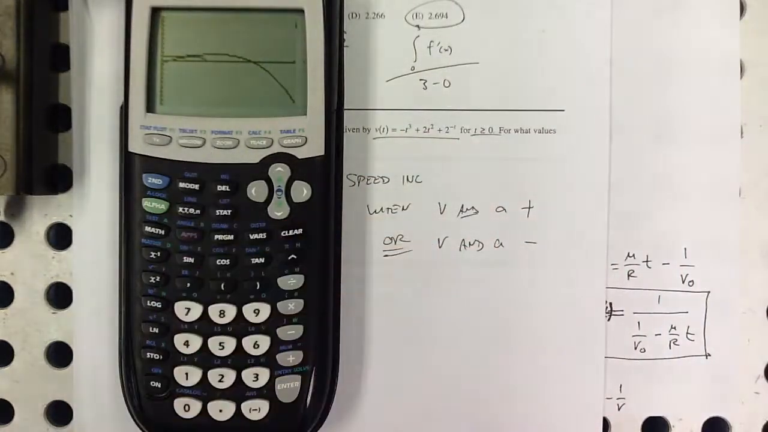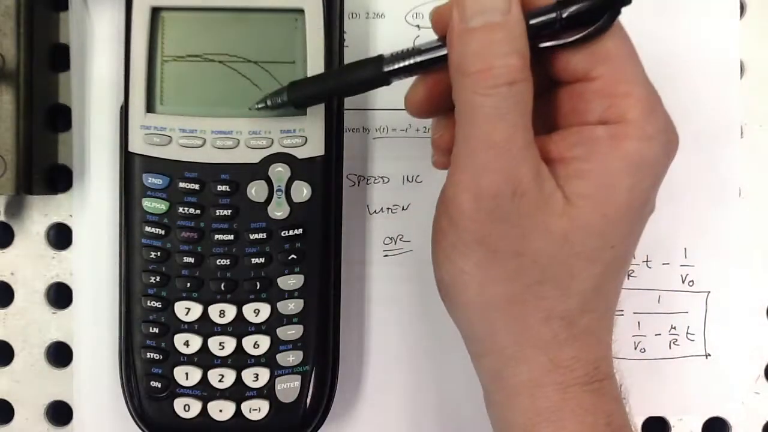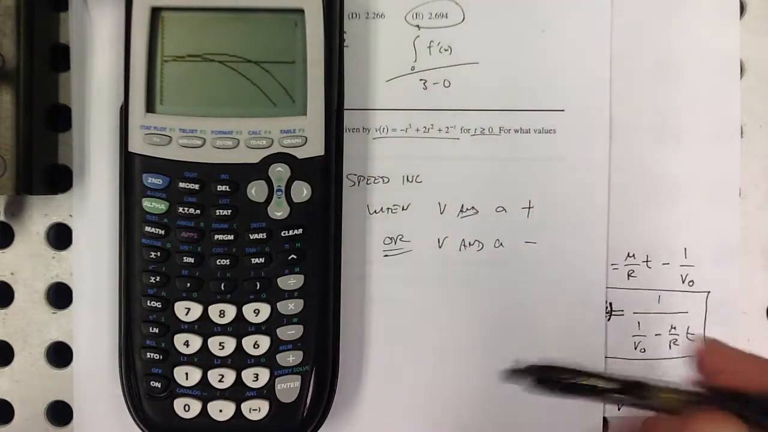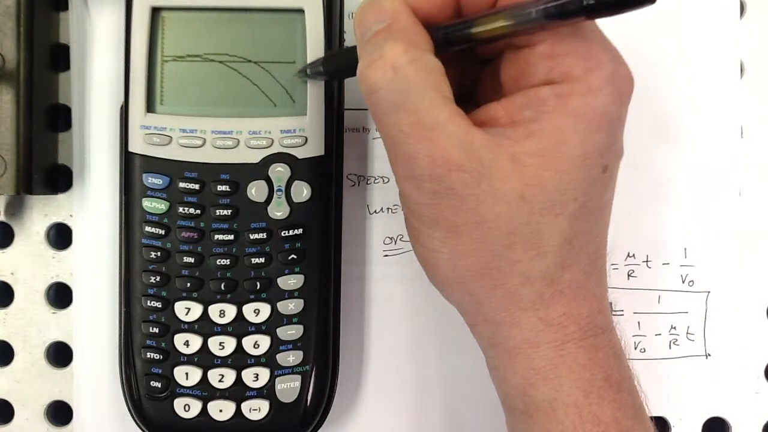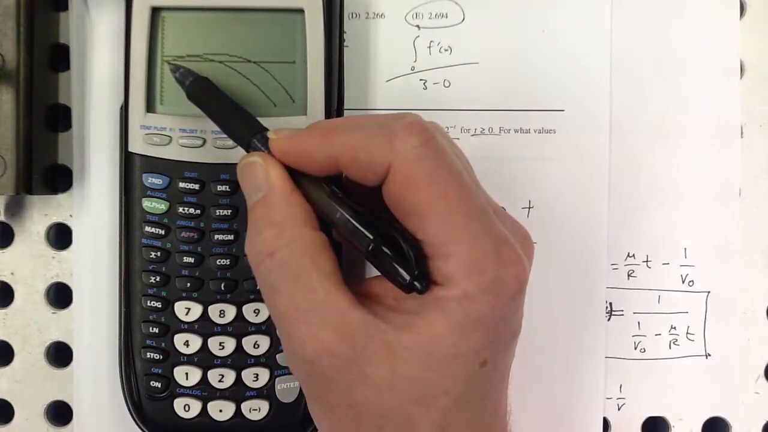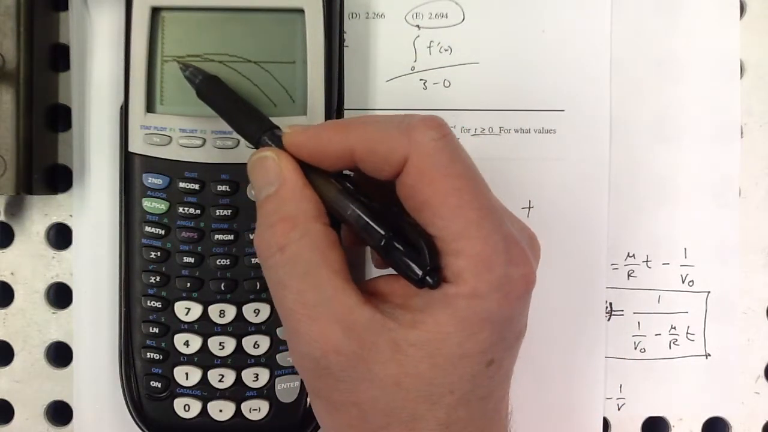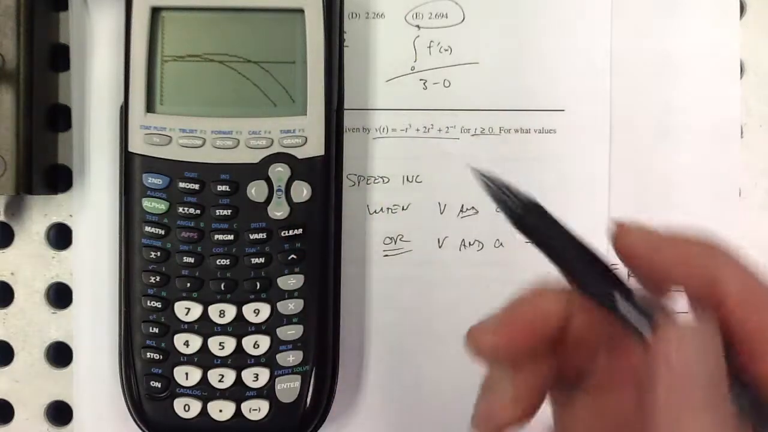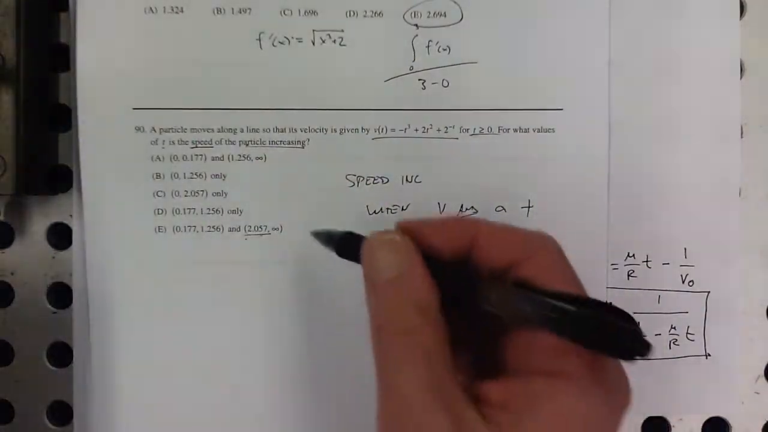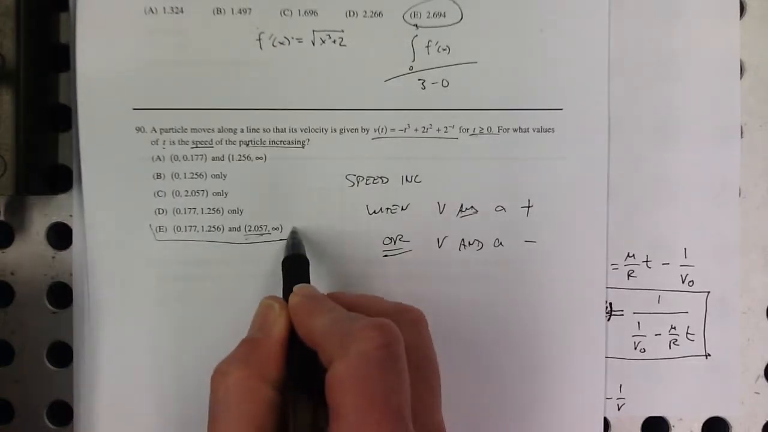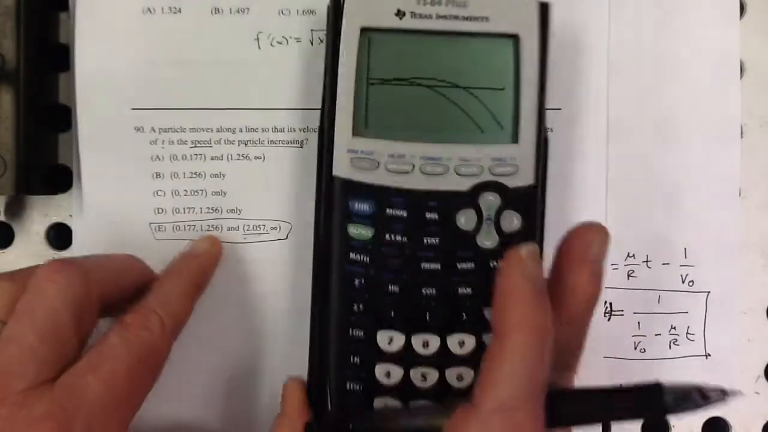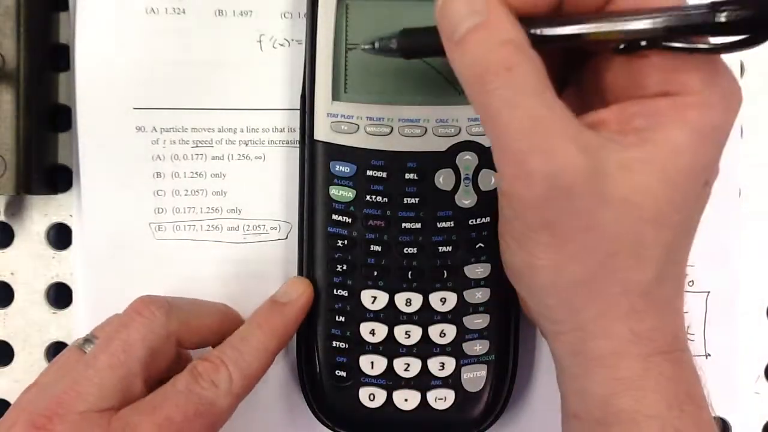And for acceleration, I need them to be both positive or both negative. So it looks like there are 2 intervals. From here on, they're both negative, and from some small number here up to here, they're both positive. It looks awfully like this to me. I'm going to go ahead and check some of those values.